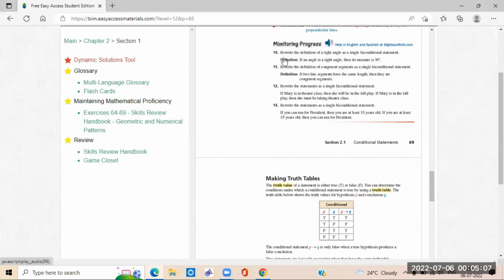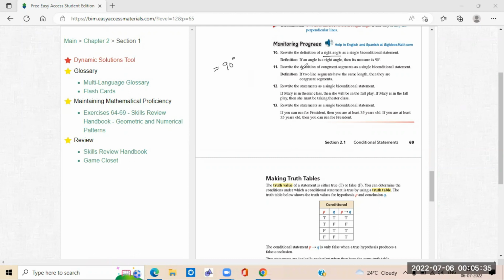Rewrite the definition of a right angle as a single biconditional statement. The definition is not given, so first of all, we need to define a right angle. The definition: if an angle is a right angle, then its measure is 90 degrees. So the definition of a right angle is an angle which is equivalent to 90 degrees.